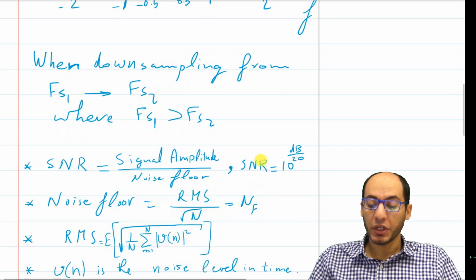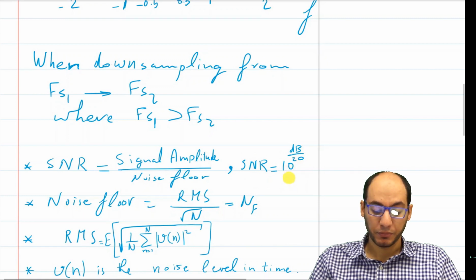Okay, and if you would like to calculate it in dBs, then you take the log and multiply by 20. And if you're given the SNR in dBs and you want to calculate the linear, then you divide by 20 and raise it to the 10. Okay.